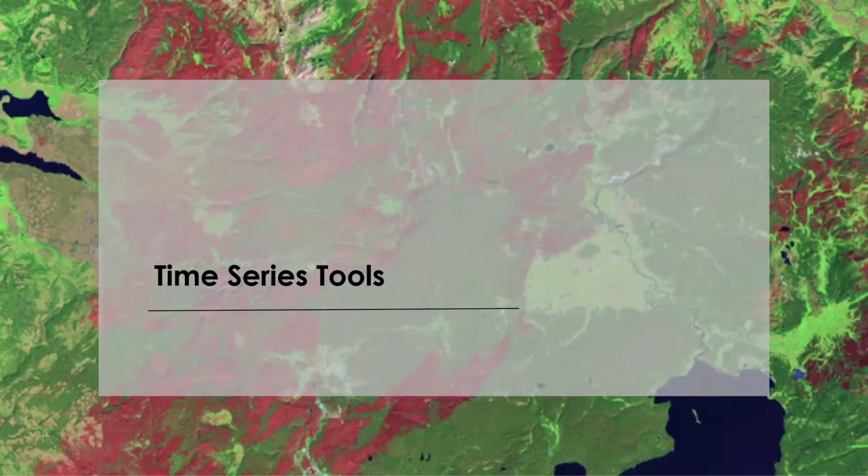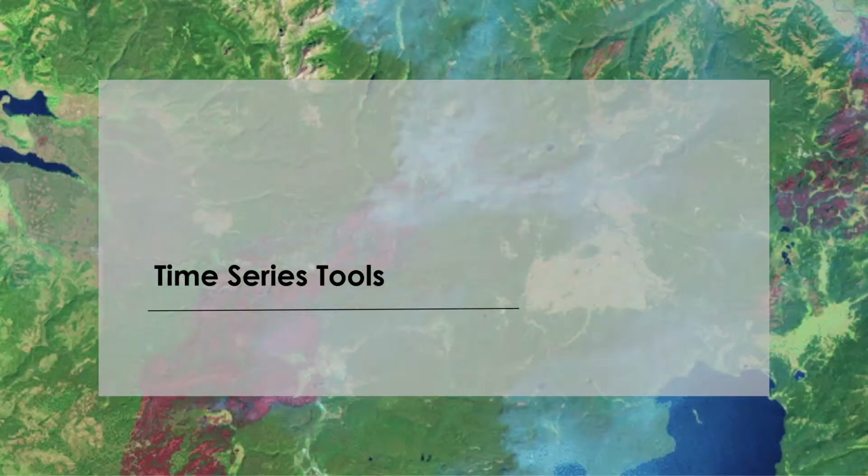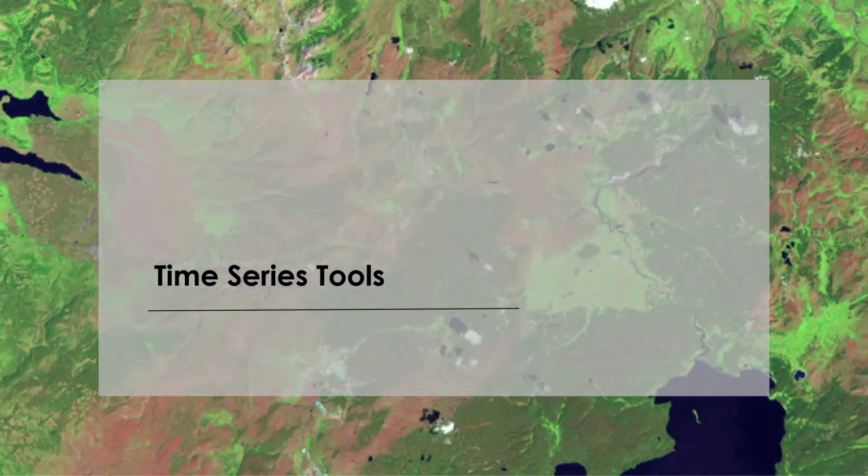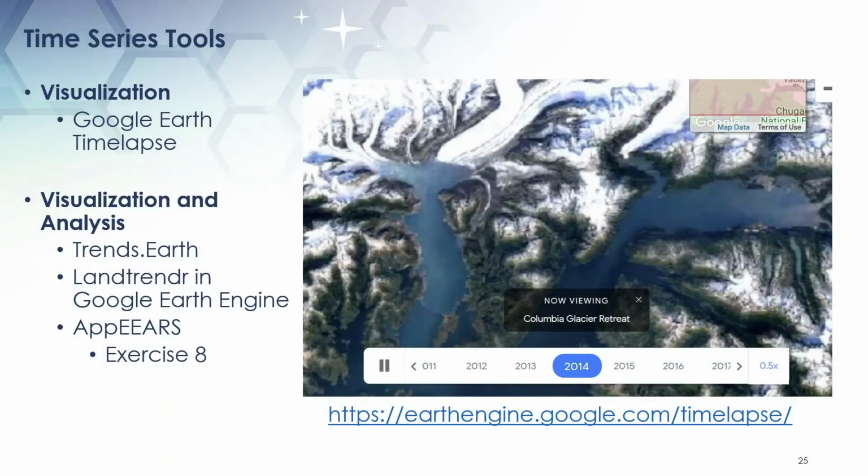So now that we've reviewed some of the methods for time series analysis, let's take a closer look at a few tools that you can use. These tools can be used to visualize or analyze change. Google Earth Time-Lapse, for example, is shown here and is really great for visualization. If you go to this link here, you can see a bunch of examples. This is one of Glacier Retreat in Alaska. Other tools also allow for analysis. These include Trends.Earth, the Google Earth Engine application for the LandTrendr algorithm that we spoke about, and AppEEARS, which is what we will focus on for our exercise today.